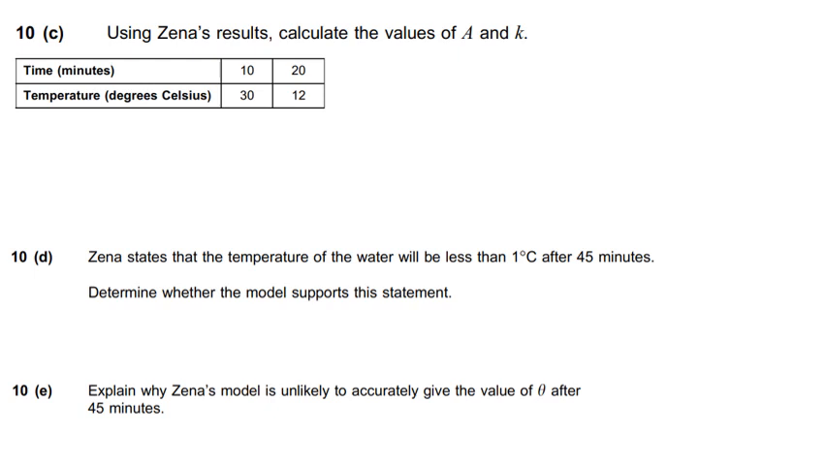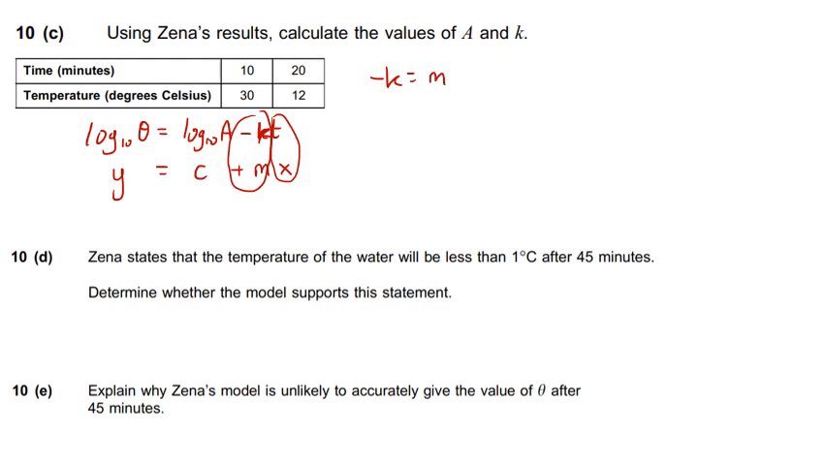Part C, using Zena's results, calculate the values of A and k. Okay, so I just had, let's just write it down again, that log base 10 of the temperature theta is equal to log base 10 of A minus kt. So let's compare this with y equals mx plus c. So minus k is equal to the gradient. Okay, so delta y over delta x. The y values are the log base 10 of the temperatures. So that's going to be log base 10 of 30 minus log base 10 of 12.